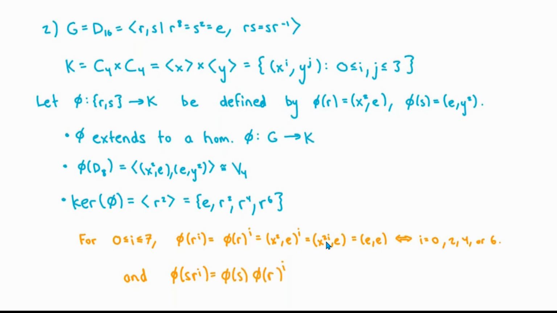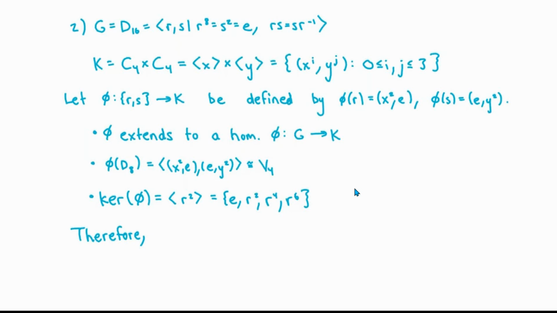Now, a similar calculation, phi of s times r to the i is phi of s times phi of r to the i, which you can work out is x to the 2i comma y squared. But now it doesn't matter what i is, the second component here will never be the identity. So none of the elements of this form are in the kernel of this homomorphism.